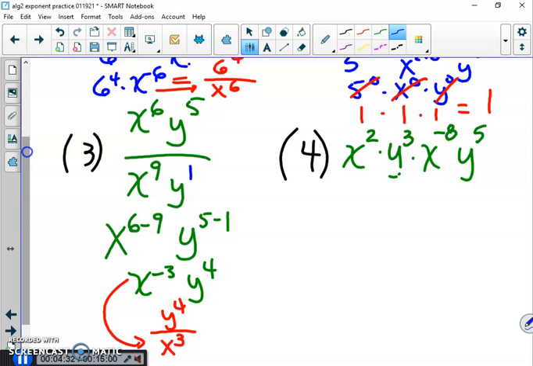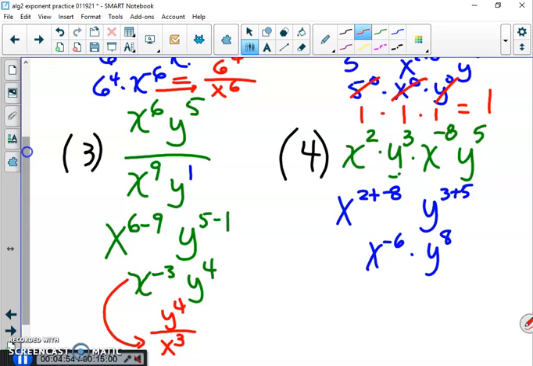In the last problem, we don't have parentheses, there's no multiplication, we don't have fractions, we're not subtracting. This is just simply multiplying a base to another like base. So when we do that, we just add the exponents. So it'll be 2 plus negative 8 on the x, and 3 plus 5 on the y. So we end up with x to the negative 6 times y to the 8th. In the final answer, the exponent on the y is positive, so it stays in the numerator. The exponent on the x is negative, so it goes to the denominator.